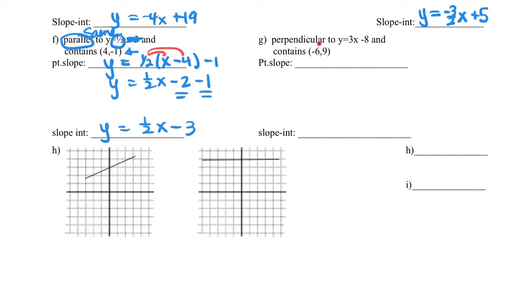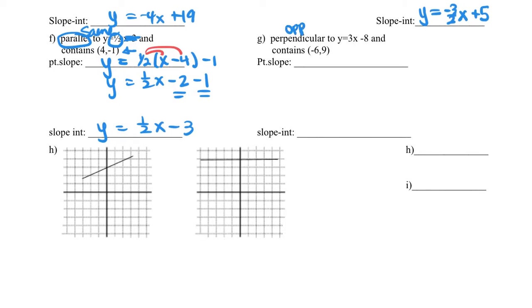For G, it's perpendicular. So again, remind yourself that this is opposite reciprocal. It has to be both of those things. So I need to have the slope, that's 3. I don't need anything else. So my original slope is 3, and I'm looking for the slope that's perpendicular. And if you remember, we flip the fraction and switch the sign. So it's a positive original, so I'm going to make it negative. And it was 3, which is the same as 3 over 1, so I'm going to make that 1 over 3. That's my new slope.